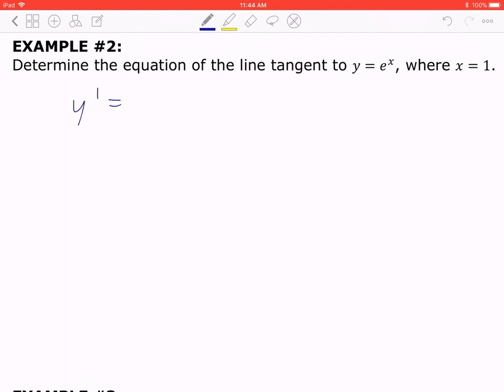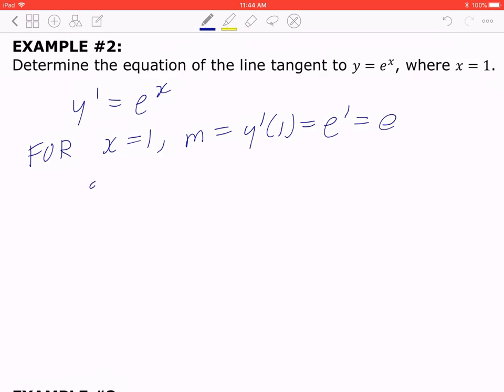So y prime is going to be e to the x. And again, for x equal to 1, the slope, which equals y prime of 1, equals e to the power of 1, or simply e. So this means the slope is going to be e.